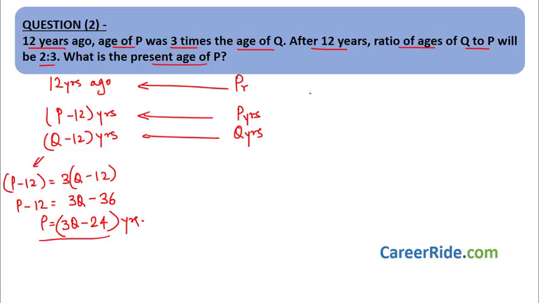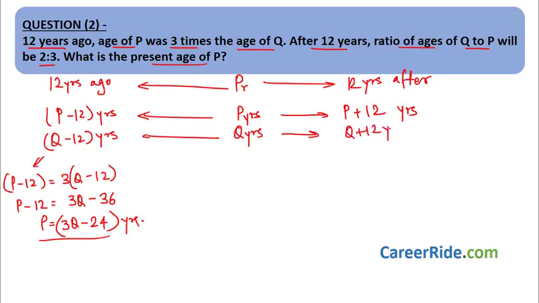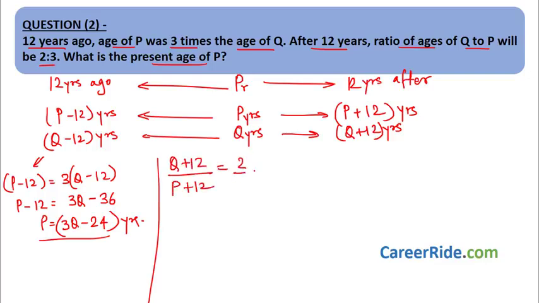Now, what they have given in the second sentence is that after 12 years, so let's go 12 years into the future. What would be the age of P? It would be P plus 12 years. What would be the age of Q? It would be Q plus 12 years. P plus 12 and Q plus 12. They have given that the ratio of ages of Q to P will be 2:3. So the ratio of ages, Q plus 12 upon P plus 12, is 2/3.